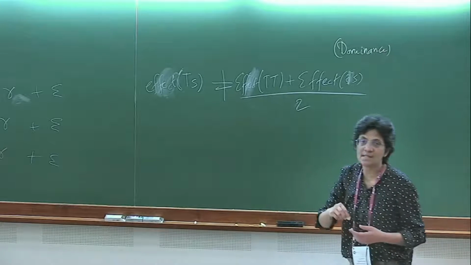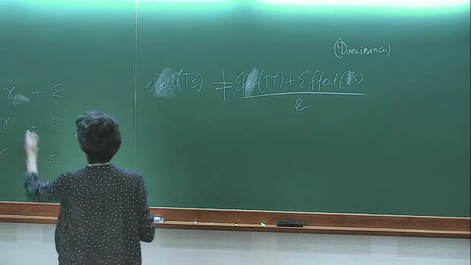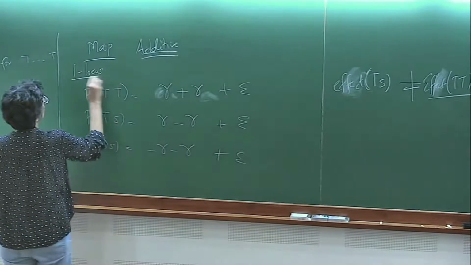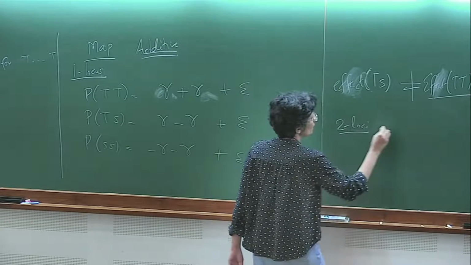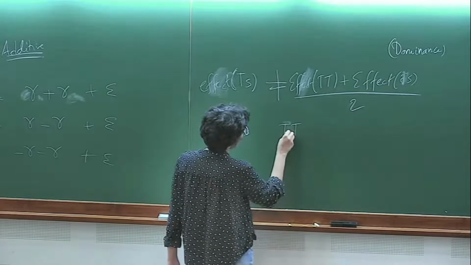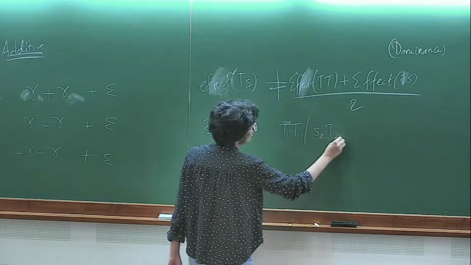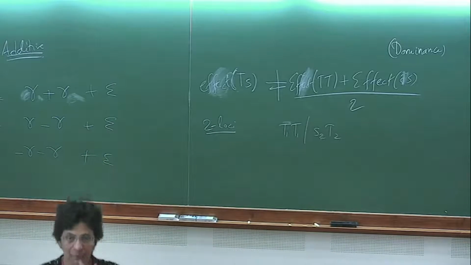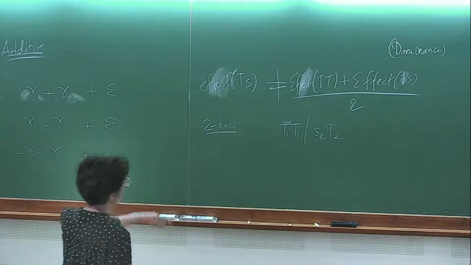What about epistasis? For epistasis, I need to introduce at least one more locus. So this was one locus. Let's do one more locus. So say I have TT at the first locus and ST at the second locus.